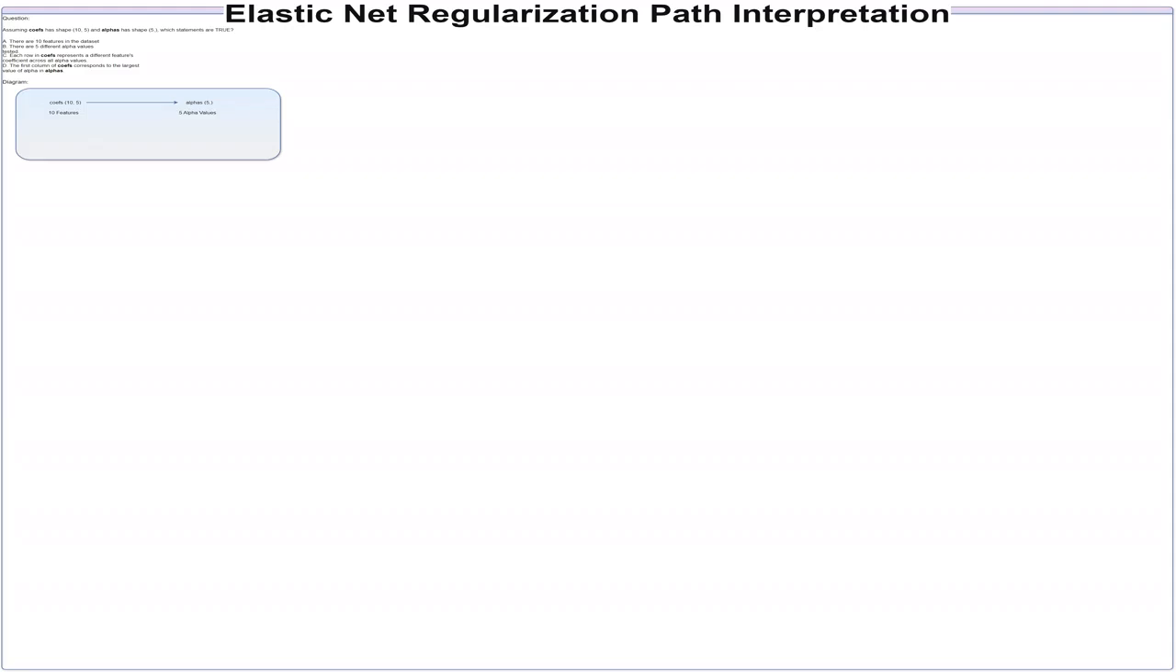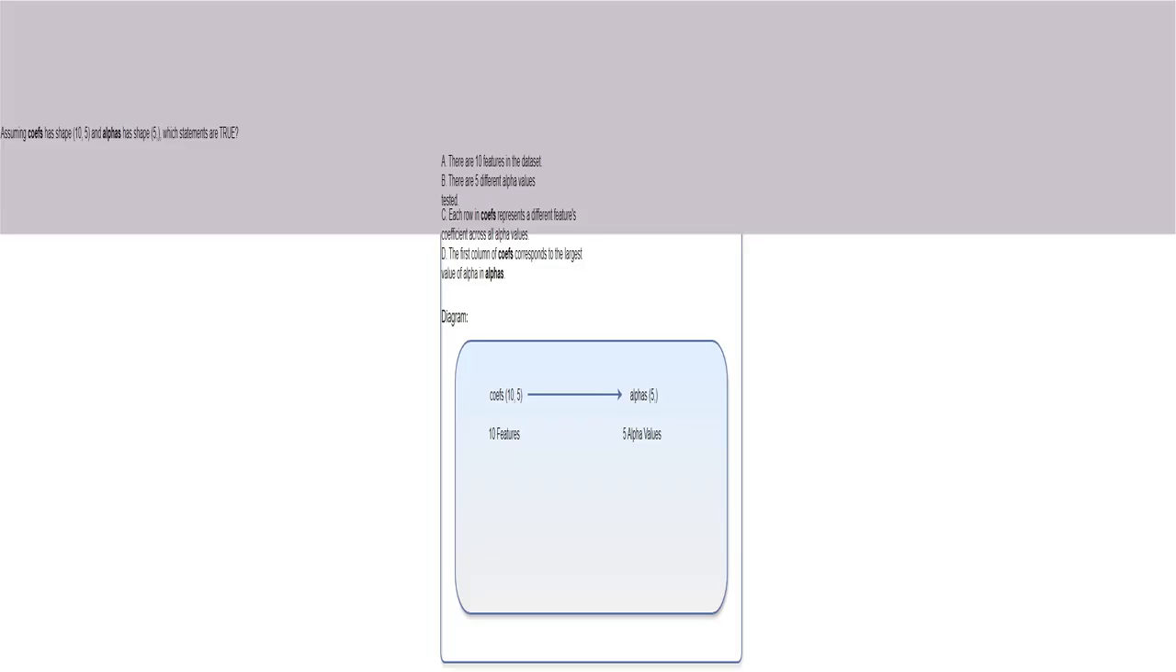This is the title of the problem. We're going to interpret the results of an elastic net regularization path, which is a way to find the best balance between model simplicity and accuracy. Here's the crucial information. COFS is a 10 by 5 matrix of coefficients, and alphas is a vector of 5 alpha values. These are the outputs from the enet_path function. We'll use this information to answer the multiple choice questions.